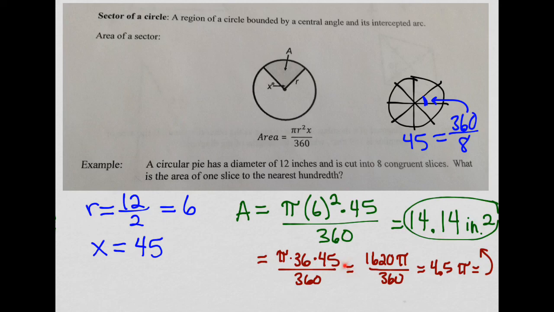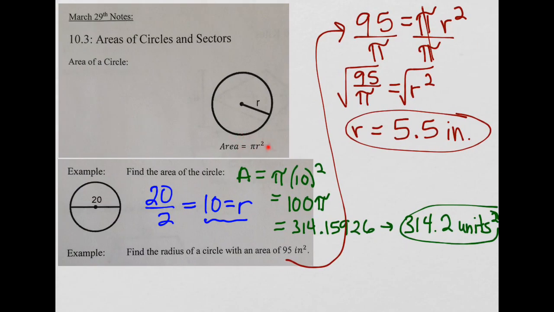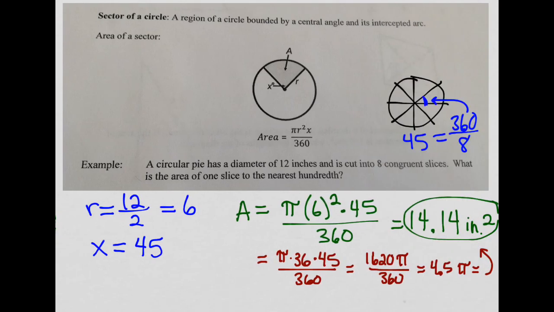And here I've broken this down into the little parts if you wanted to multiply them out and then divide instead of putting this all into your calculator at once. You get 4.5 times pi, and that also gives you 14.14 inches squared. Alright, so to review, the area of a circle is pi r squared. The area of a sector is pi r squared times the angle x all divided by 360.